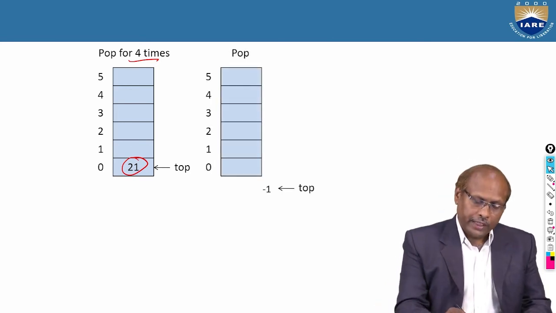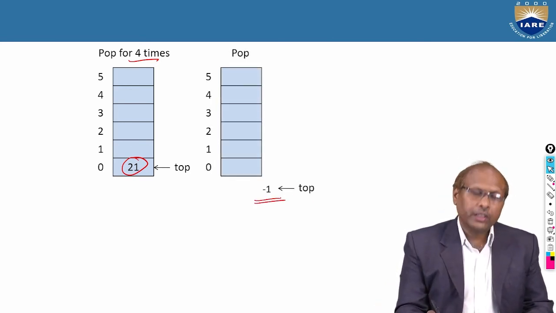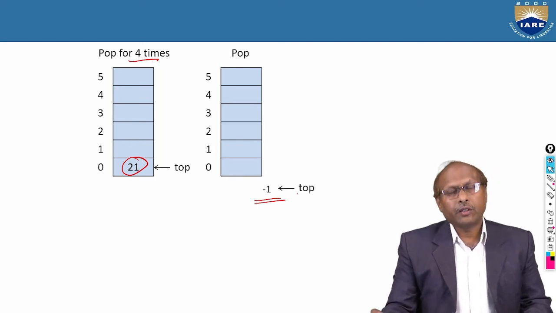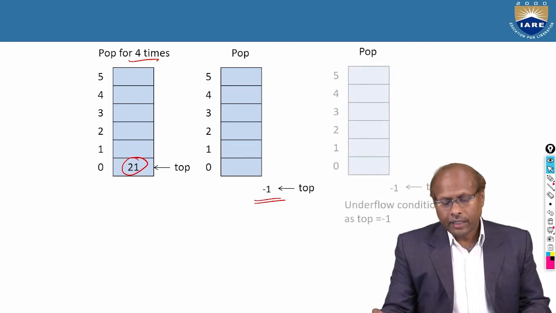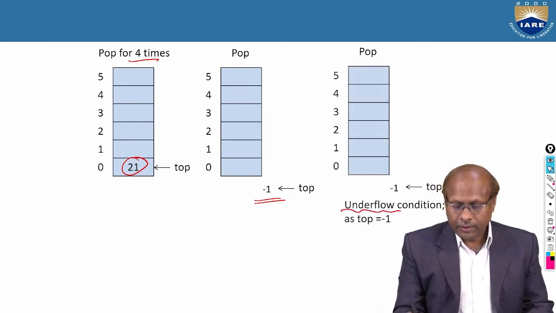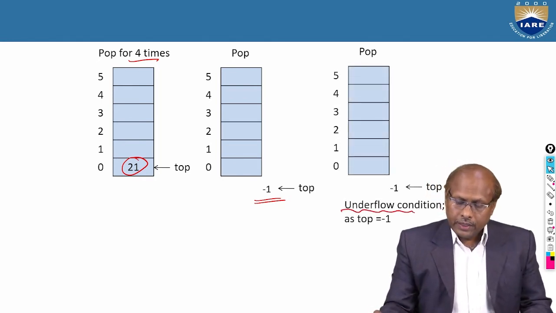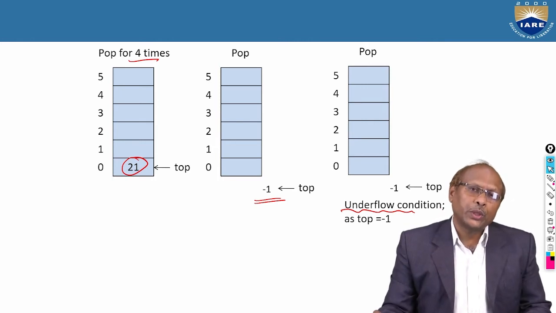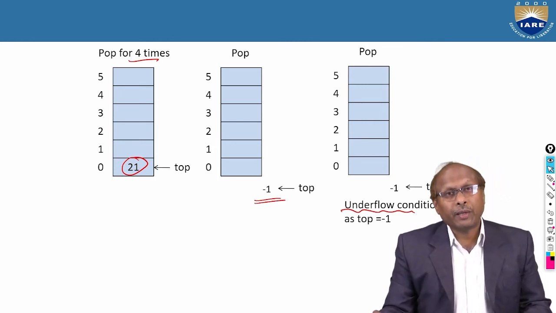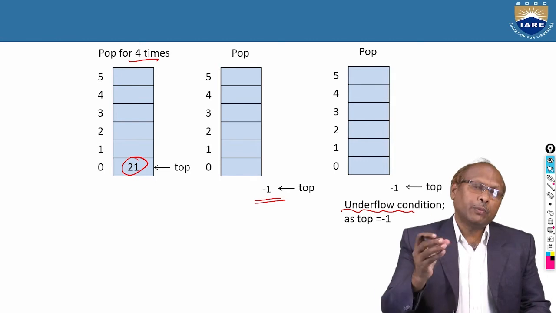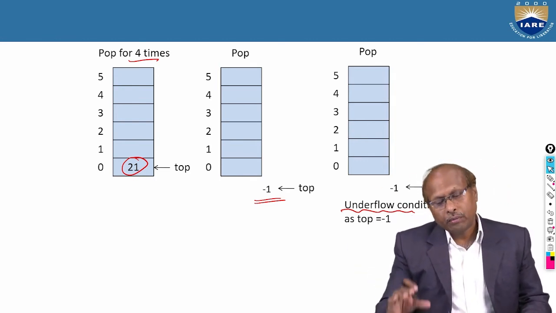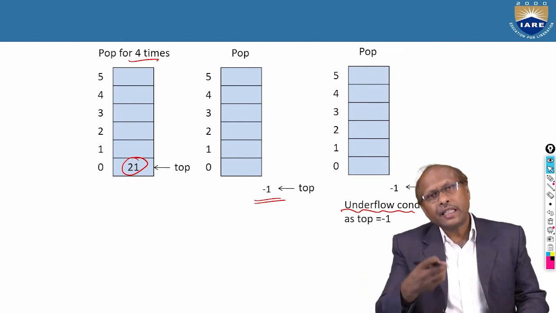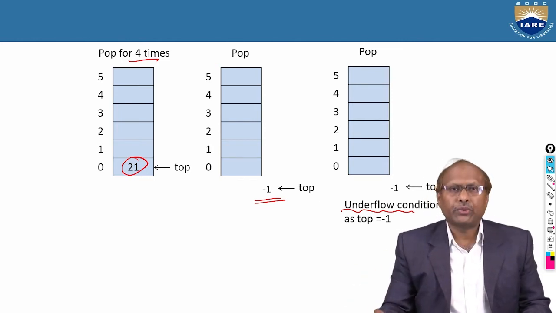Again when you say pop, this element is popped out. The top has come to -1. So whenever -1 comes, now if you pop out, there is an underflow condition. So overflow and underflow are the two situations in the stack. Overflow comes whenever the stack is full, still you want to push. That time overflow comes. And underflow comes when the stack is empty, still you are removing. That time underflow comes.